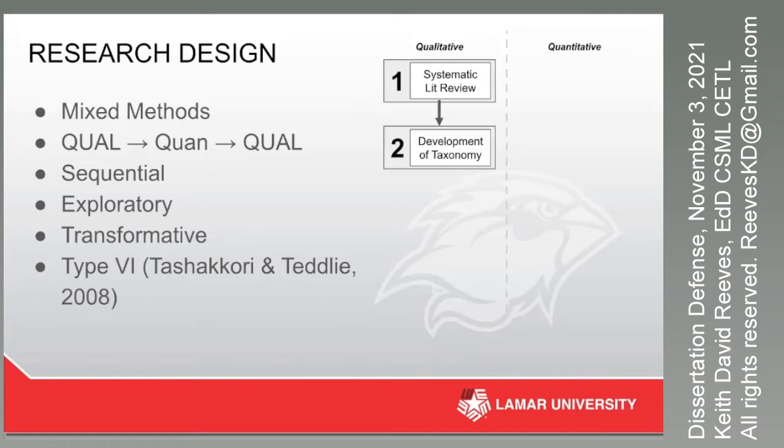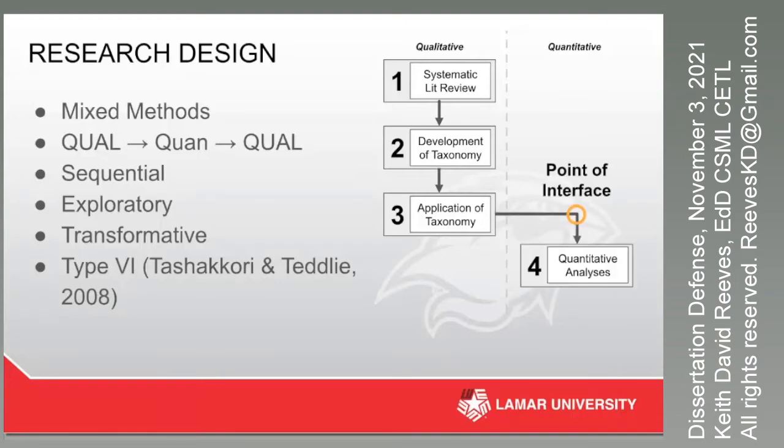Stage 1, which you've seen, was that systematic literature review that we just did. Because there was no existing way to classify standards-based report cards, stage 2 required me to develop a new system. Stage 3 then applied this new taxonomy to SBRCs found both in the literature and in observed use here in Virginia. Stage 4 is the interface point and transforms the results of the taxonomy into a quantitative analysis.